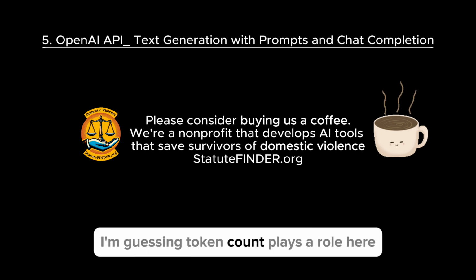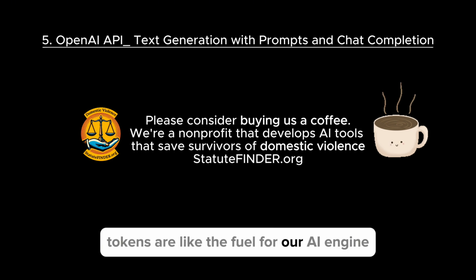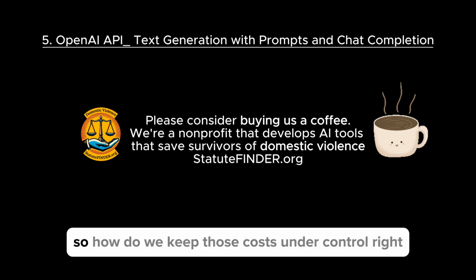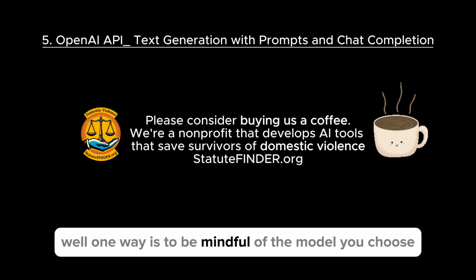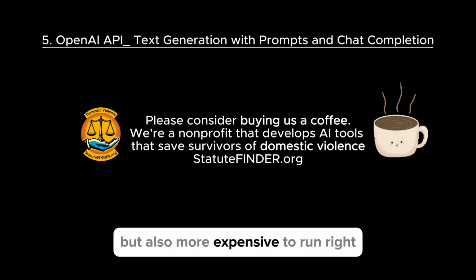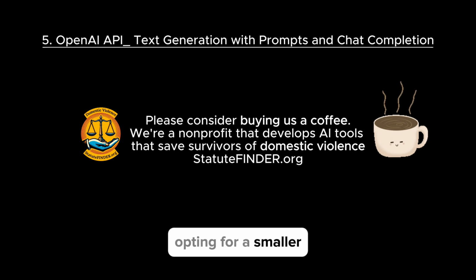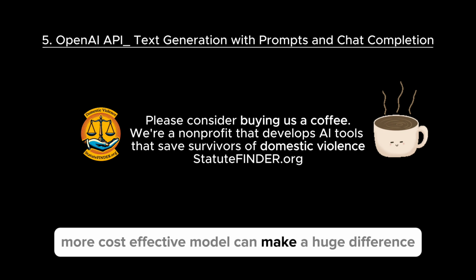I'm guessing token count plays a role here. You bet. Tokens are like the fuel for our AI engine. The more tokens we use, the more it costs. So how do we keep those costs under control? Well, one way is to be mindful of the model you choose. Remember, larger models are more powerful, but also more expensive to run. So if you don't need the raw power of a large model, opting for a smaller, more cost-effective model can make a huge difference.